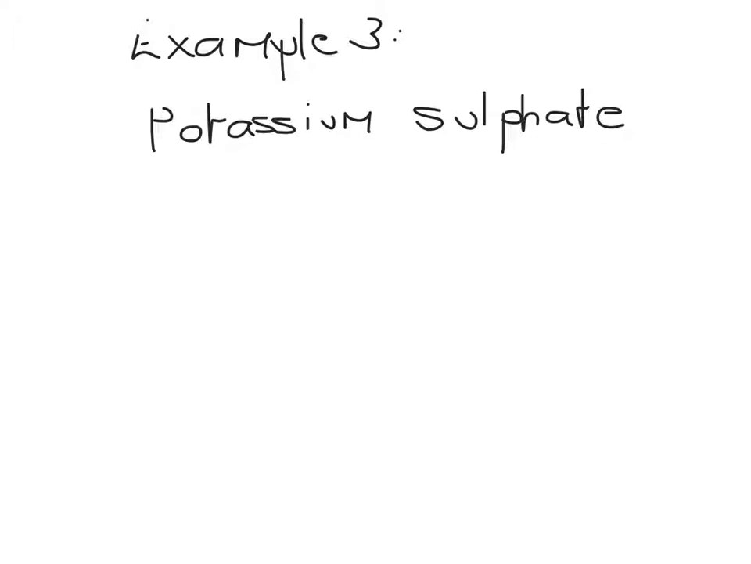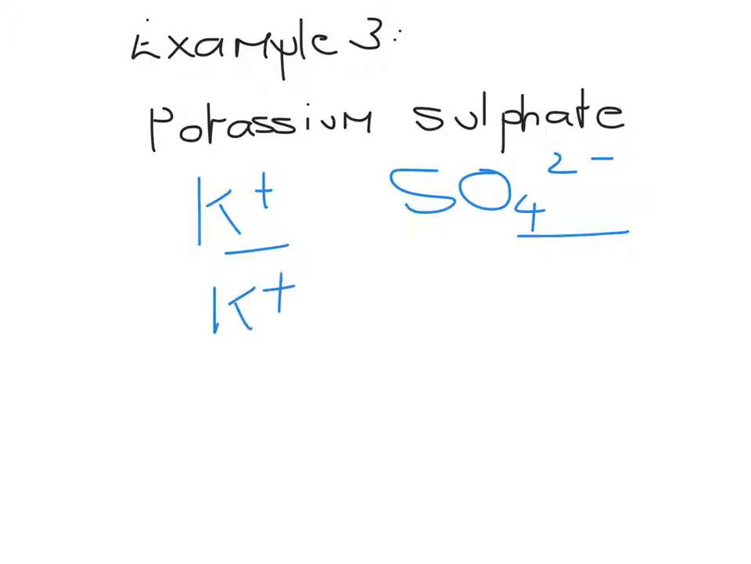Right, potassium sulphate now. Potassium is K plus, and sulphate is SO4 2 minus. So 2 minuses here, but only one plus, so I need another plus. So I've got two Ks, K2, followed by SO4.